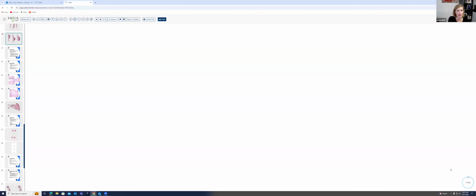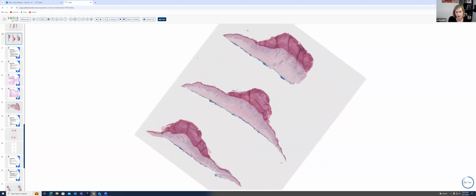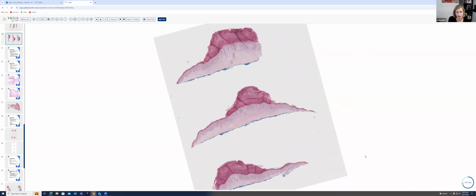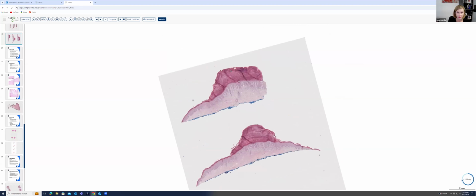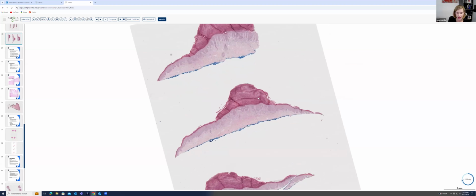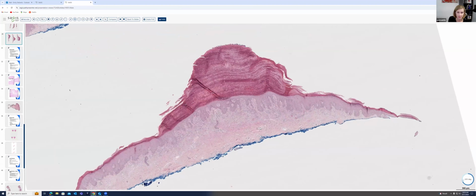This was another case that I had when I was practicing in New Mexico, and it came in as plaques on the extremities, predominantly on the hands and feet, but also arms and legs. And at low power, you can see this very thick stratum corneum that looks very busy, so maybe it has some inflammatory cells. And then some regular epidermal acanthosis and a superficial inflammatory infiltrate.